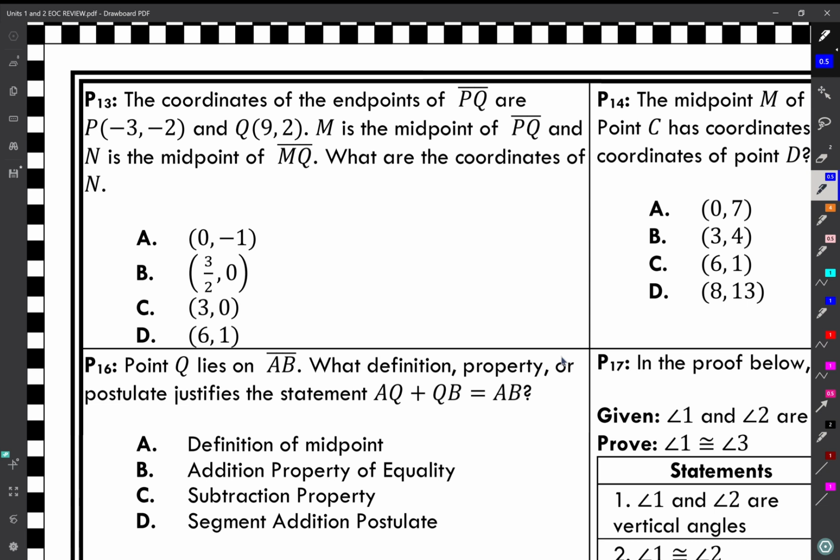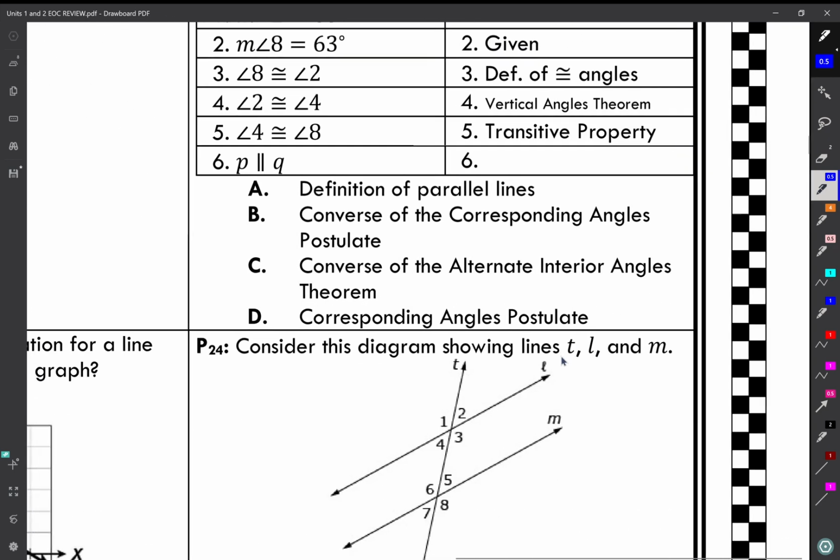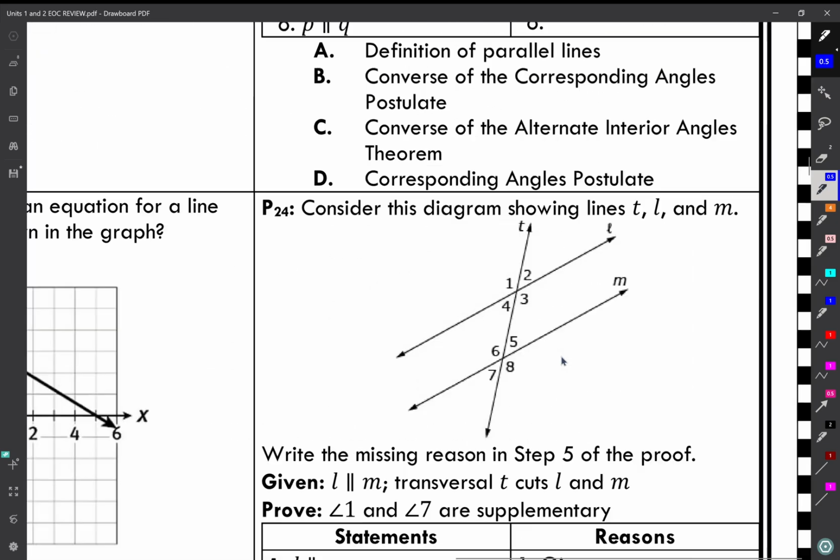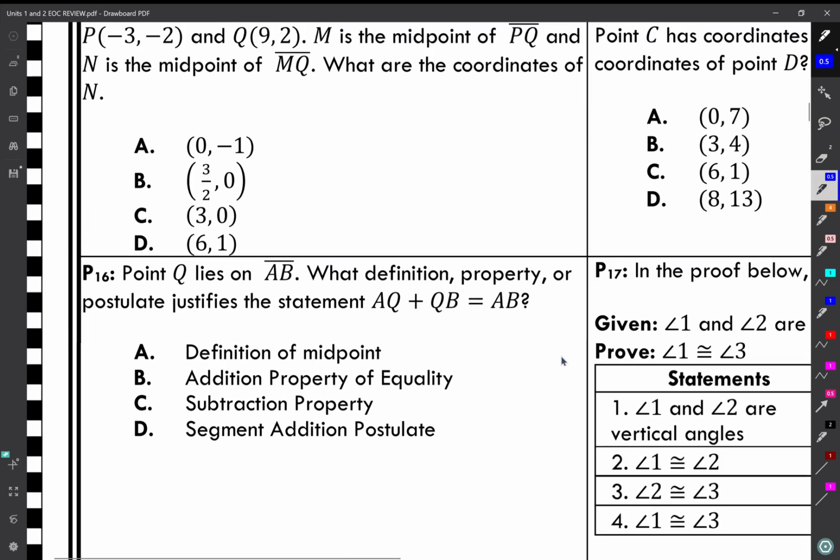Alright, this is the Unit 1 and 2 EOC review video number 2, which goes through problem 13 through problem 24. Alright, starting with number 13.